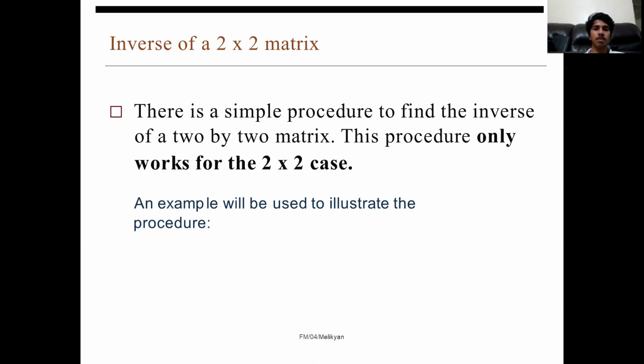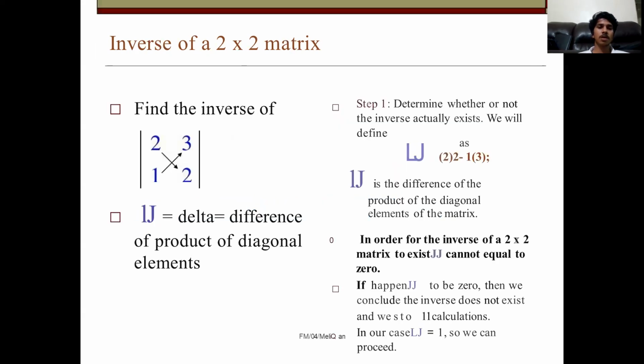This is a simple procedure to find the inverse of a 2 by 2 matrix. This procedure only works for the 2 by 2 case. For example, we will use it to illustrate the procedure. Find the inverse of the matrix 2, 3, 1, 2. Delta equals the difference of the products of the diagonal elements.